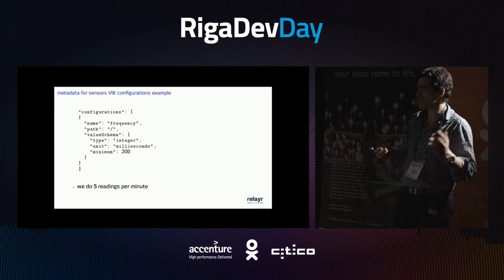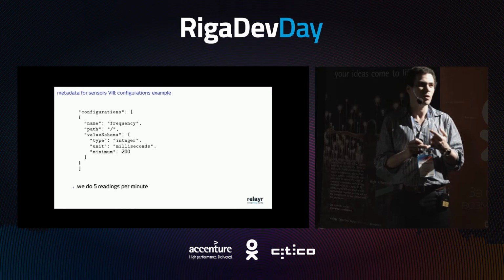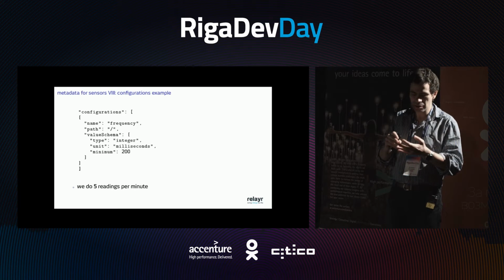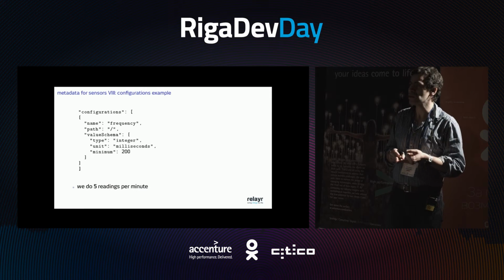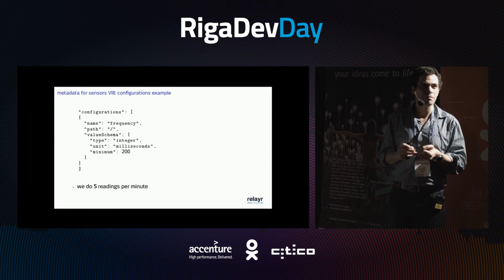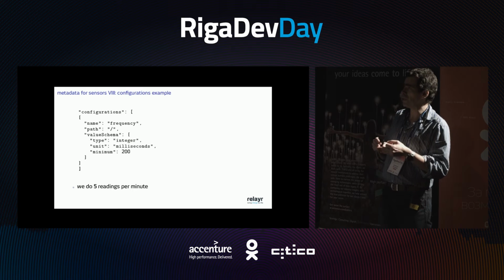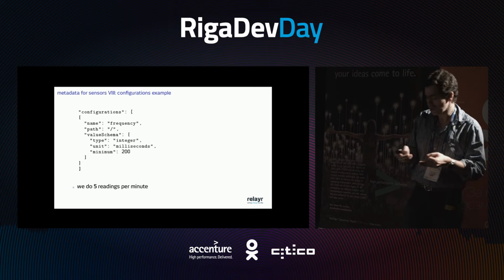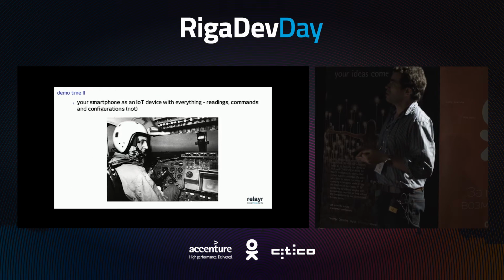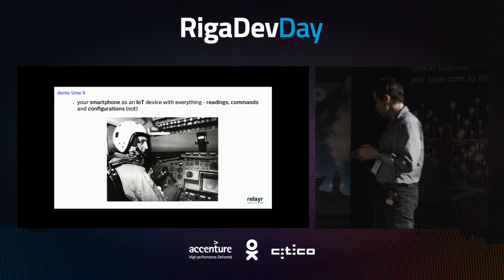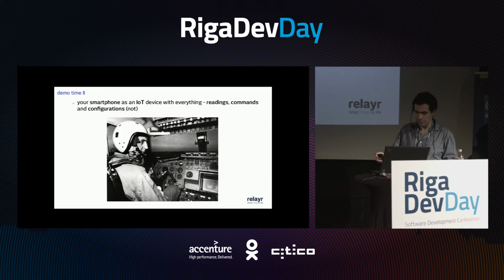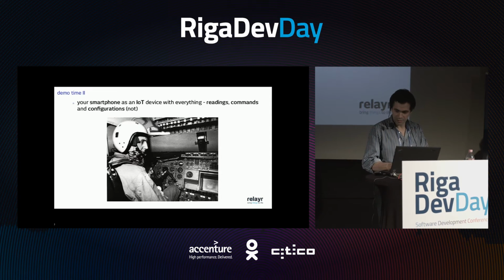This is configuration. So we're taking care about readings, about the data, about getting the meaning of the data. We take care about commands. We can send commands and change the way the device behaves. And we can also change the configuration. So I already showed you the phone. Now I'll show you how it works with the configuration, how it looks on the dashboard.